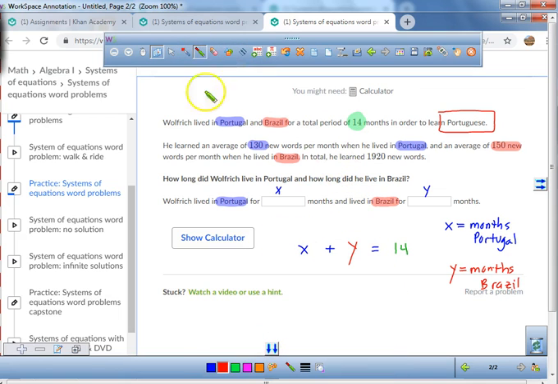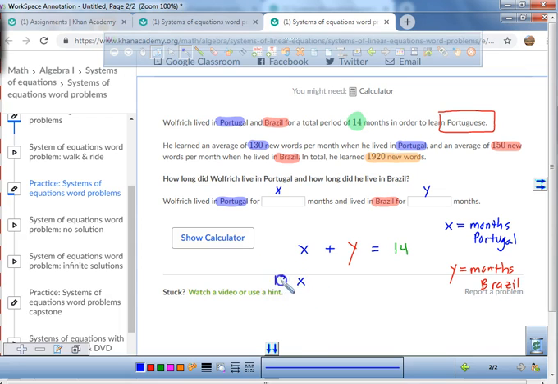So here we go. Right now, he learned a total of how many new words? 1,920. So what are we going to put in front of X in our second one? What number? 130. And what number are we going to put in front of Y? 150. And we have a total amount of new words, which is 1,920.